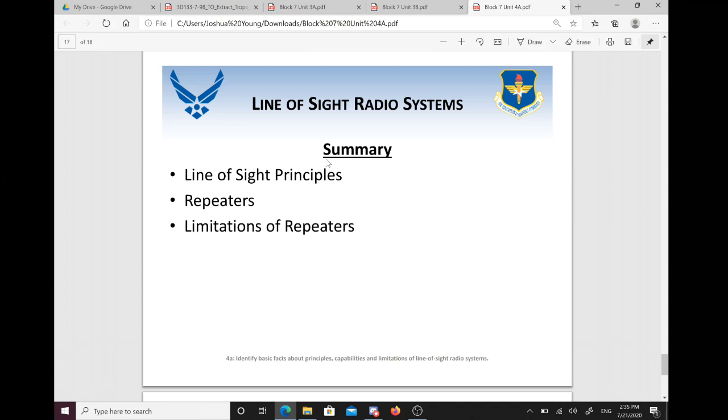So in 4 alpha, we discussed the line of sight principles, repeaters, what those repeaters need to be capable of, and then lastly, what the limitations of them are. Does anybody have any questions about 4 alpha? I know this is a lot of information and this stuff is really involved, and there's a lot of terms and things like that that we're talking about here. But nobody has anything that they were scratching their head on, that doesn't make sense to them, or anything that we need to talk about right now.